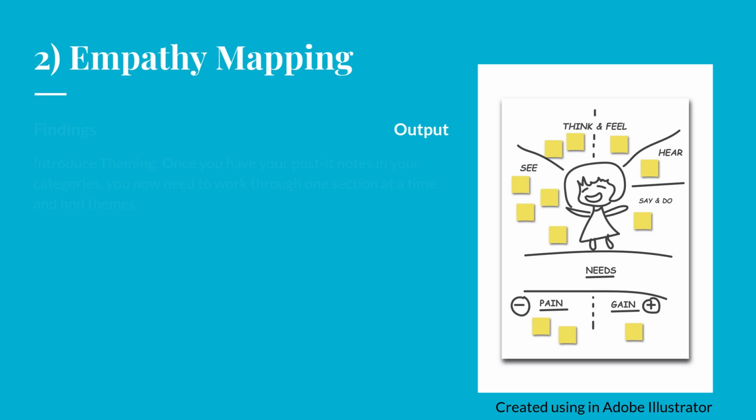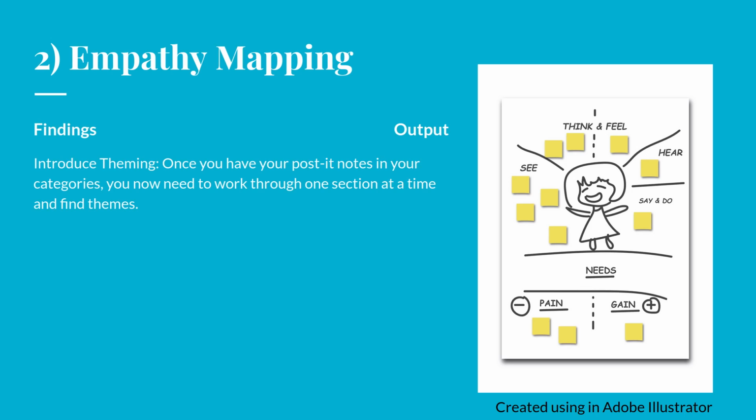Once we've got a complete empathy map, we can take a step back and reflect and introduce teaming. So we have all these post-it notes in different categories, but how does this help us move forward? This is the bit where the idea of teaming takes place.